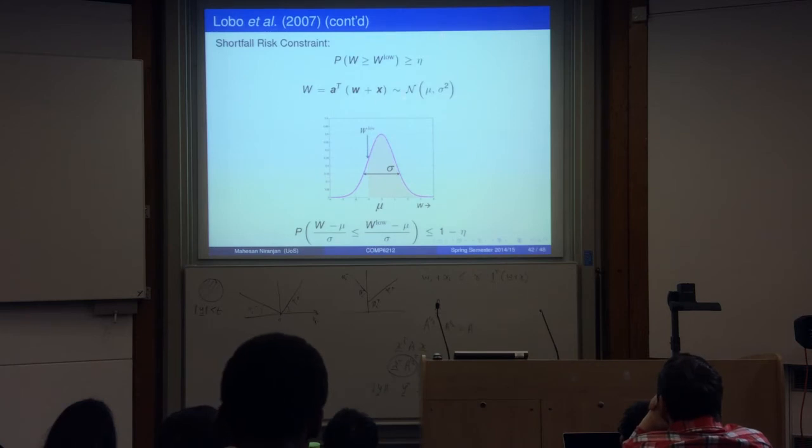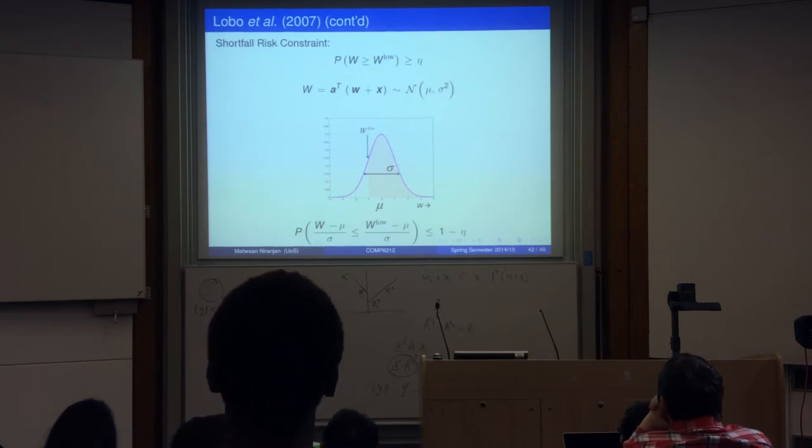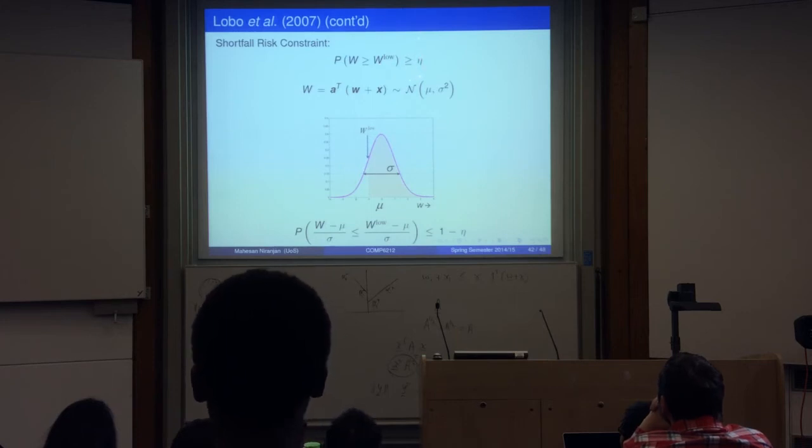Okay, let's say this again and see if this works. The probability that my wealth is bigger than some threshold should exceed what I have specified. Then that means the probability my wealth is below that threshold should be smaller than 1 minus what I have specified.